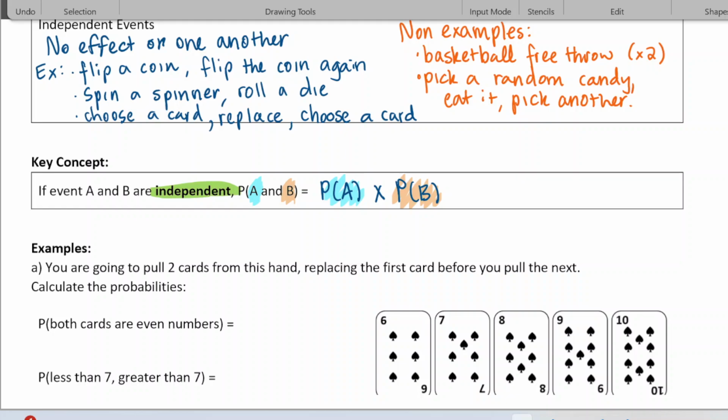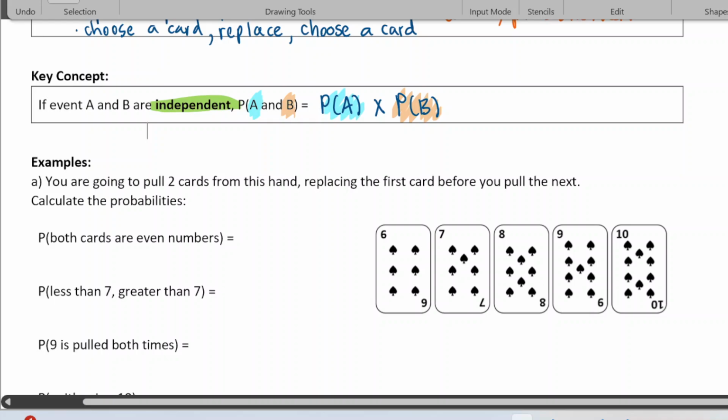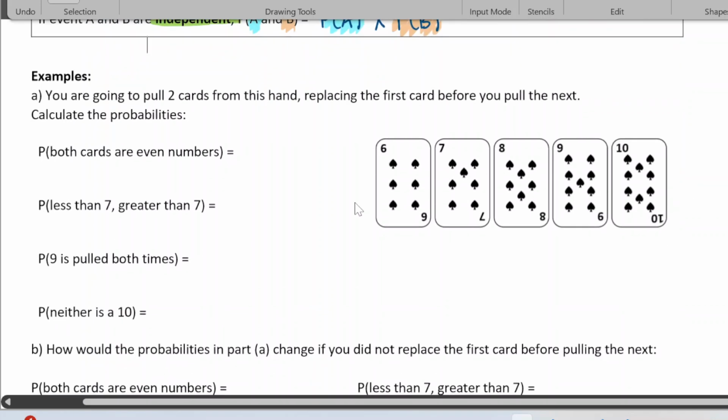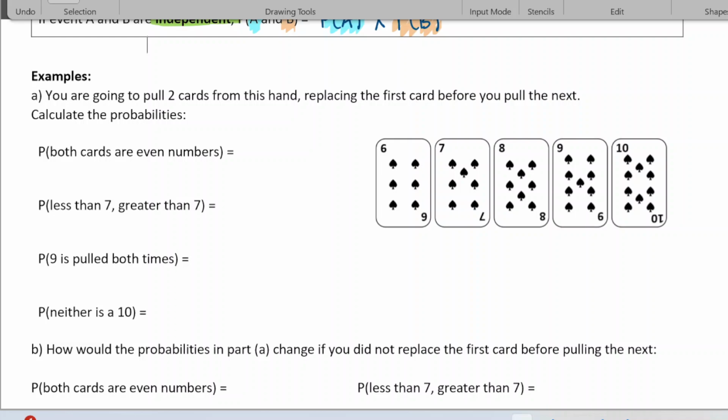Okay, so let's do some examples and see how this works. So let's say we have this deck of cards and they're shuffled up and they're flipped upside down. So we're going to pull two cards from this hand, but we're going to replace the first card before we pull the second. So the events are independent. They don't impact each other. Okay, so let's do the first one. It says both cards are even numbers. So that means what's the probability that we pull an even and then another even?